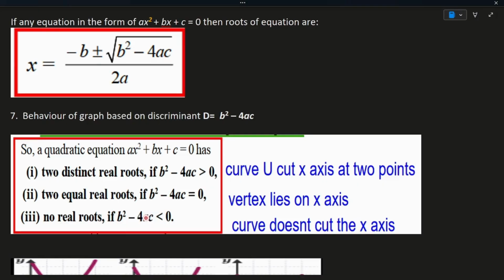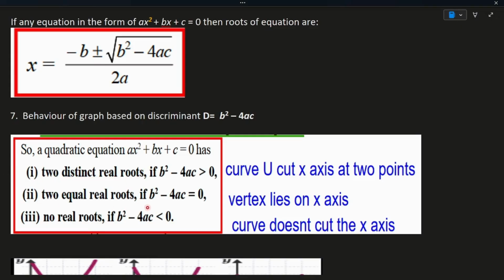Again I am explaining here. If the discriminant is more than 0, or any positive number, it has two distinct real roots. So it has two distinct, mean two different, real roots. So it has two different real roots means the U-shaped or parabolic quadratic curve cuts the x-axis at 2 points. Why? Because it has two distinct real roots. This is the one conclusion I made.